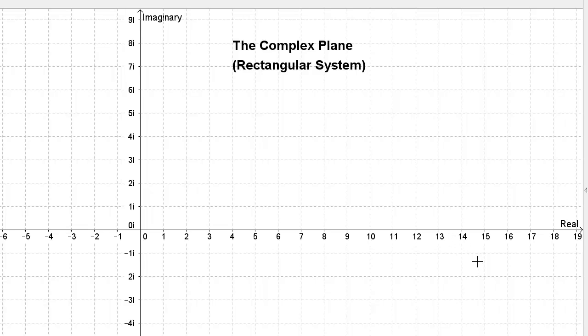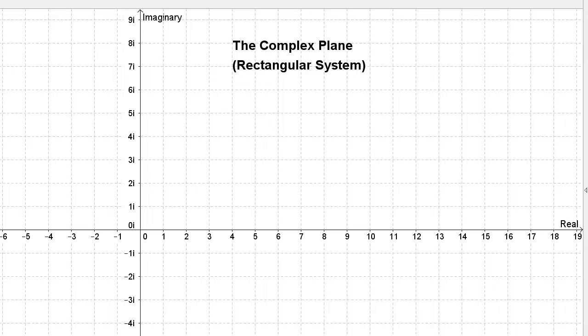And how this works with complex numbers is the real part is plotted on a horizontal axis, what you've also always known as the x-axis. We call that the real axis in the complex plane. The vertical axis is called the imaginary axis, and we use it to plot the imaginary part.